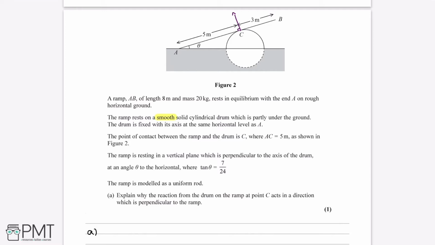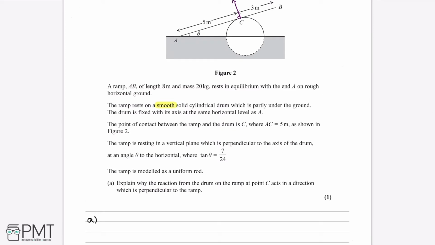And that's all we need to write to get our 1 mark, because it's only a 1 mark question, so we don't need to write lots, just a sentence to say that the drum is smooth, and therefore the reaction is perpendicular to the ramp. This will get us the 1 mark, because that was all we needed to state: that because the drum is smooth, or you could have said no friction, either works because they mean the same thing, the reaction is perpendicular to the ramp.